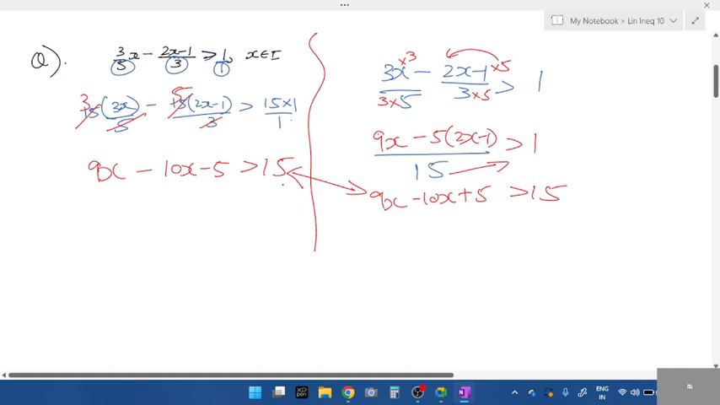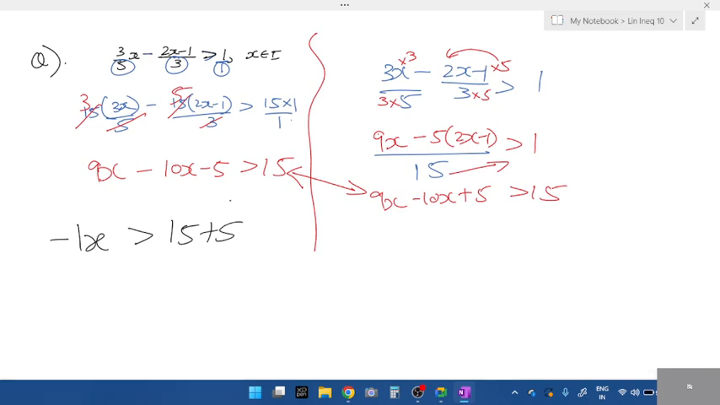15. Okay. Less than or greater than, Ruth? What is it? Greater than. Let me check. How can it be greater? Sign would have changed, right? Okay, let me check. 9x minus 10x. How much is 9x minus 10x, students? Minus. How is it 16, Ruth? 5 goes to the other side and becomes 10, right? So minus 1x is greater than 15. I mean greater than 20.